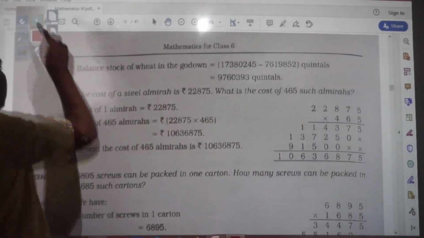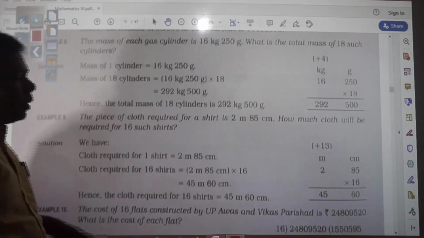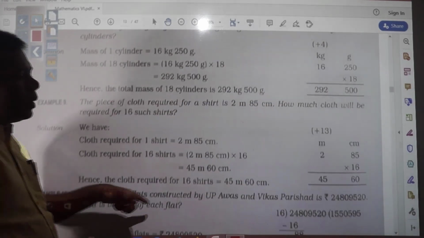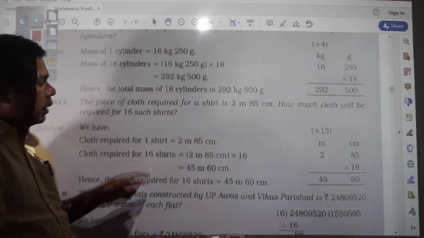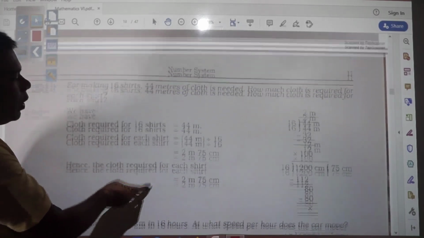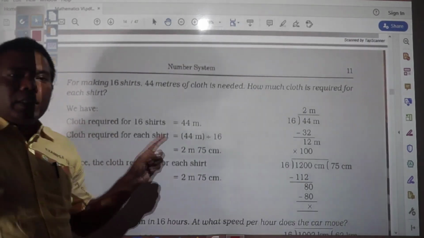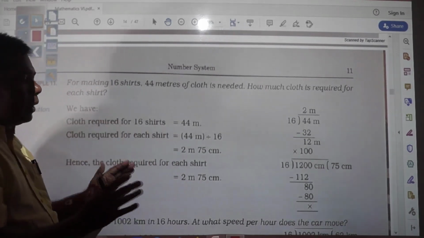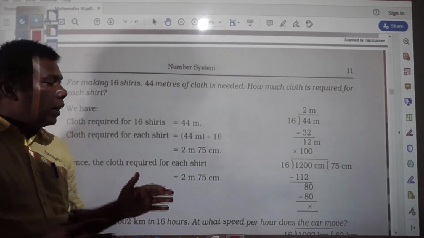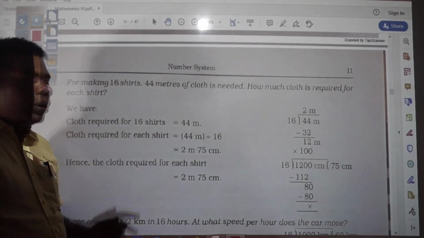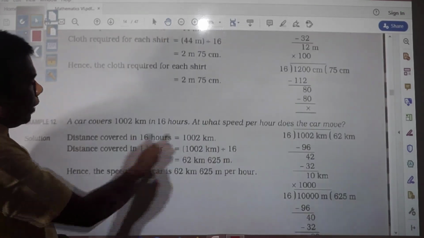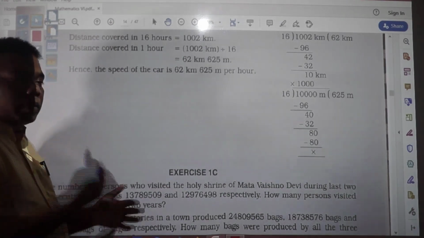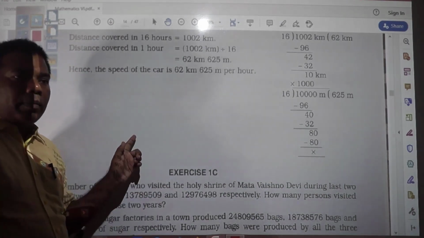So in the same way, you just go through all the examples and try to solve them in your copy yourself. If you solve these, definitely whatever questions are there in the exercise will be very easy to solve. Always remember one thing: these examples have been made for students to learn. So before starting the exercise, it is better to solve all the questions in your copy. Each and every question you solve. First you try to solve yourself, then if you are not able to solve, you can take help.